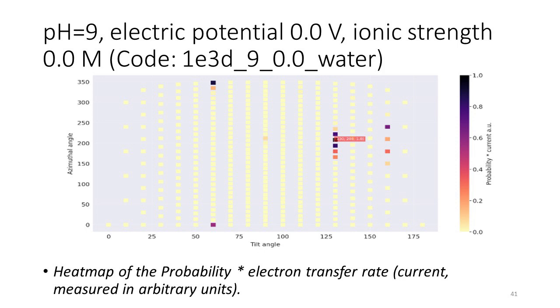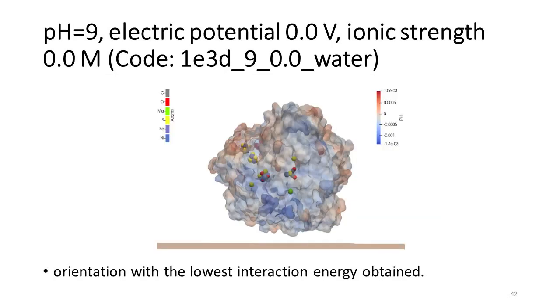But again, because there are no orientations with a higher probability of occurring, this heat map plot tells me that this is, again, very homogeneous. And here you can see a graphical representation of the orientation with the lowest interaction energy obtained under these conditions. Here we can see what the problem is.